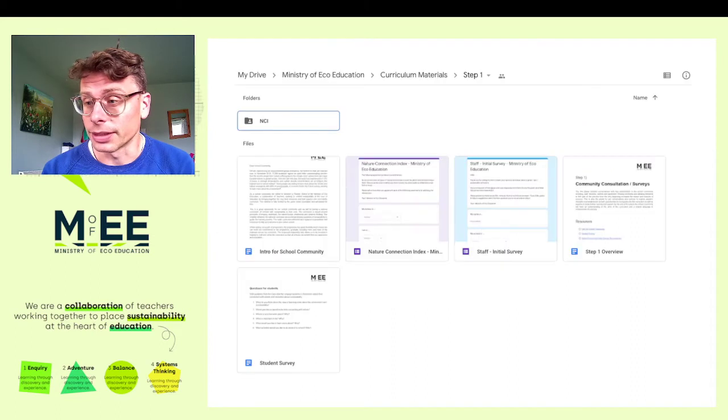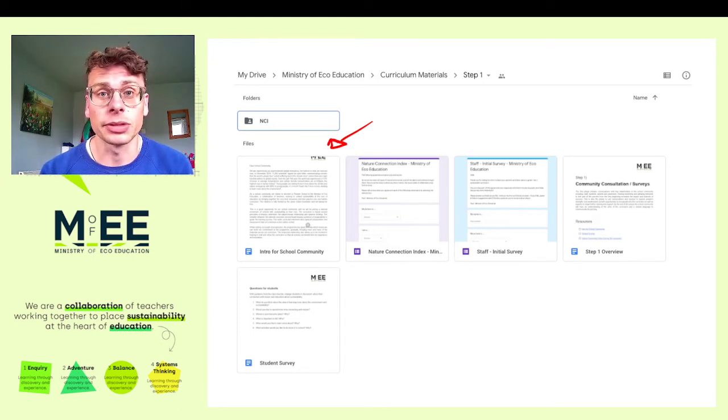So what we've done is, in Google Drive, there's a folder that you have a link to. It gives you everything you need for step 1. Now, the purpose of step 1 then is to communicate, just as I was saying, and in order to help that, we've created this letter or some information that you can use. And then there's also video content.